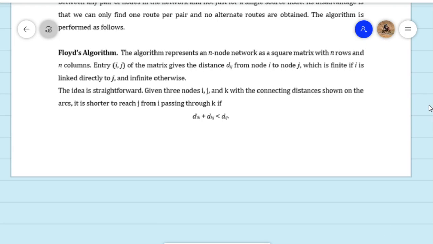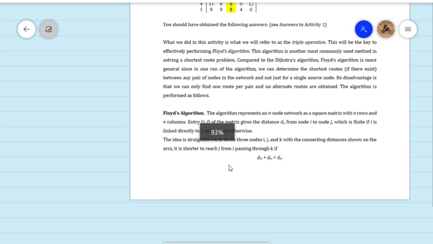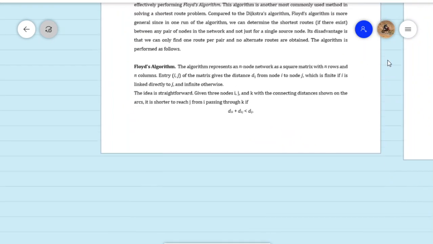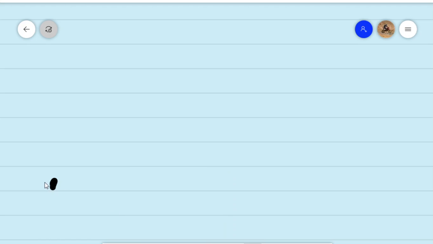Now, in Floyd's algorithm, the key is the application of what we call the triple operation. But the idea is quite straightforward. Let's say we have two nodes, node I and node J.